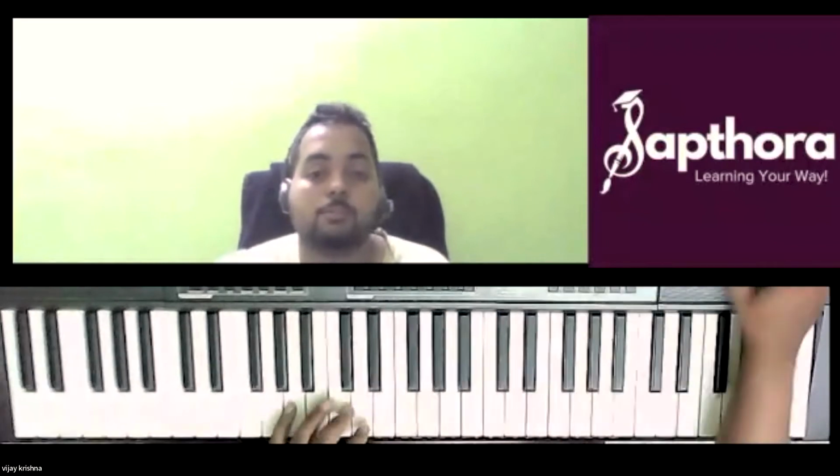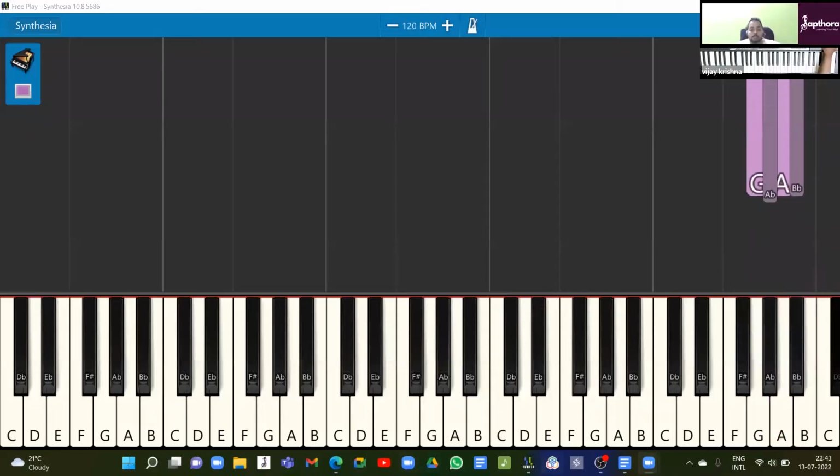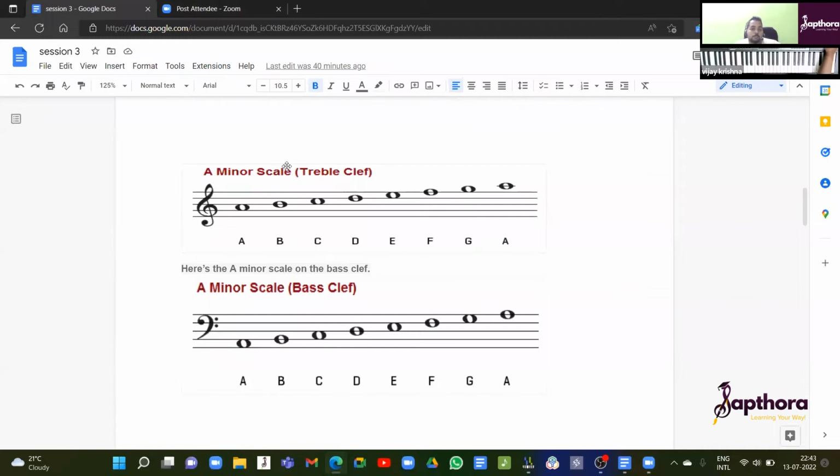So this is our first topic for today, that we learned the A minor scale that's present here. And the symbols here represent the respective hand which will be used. And this name is very important to remember. The treble clef, this symbol, is for the right hand. And the bass clef, this symbol, is for the left hand.